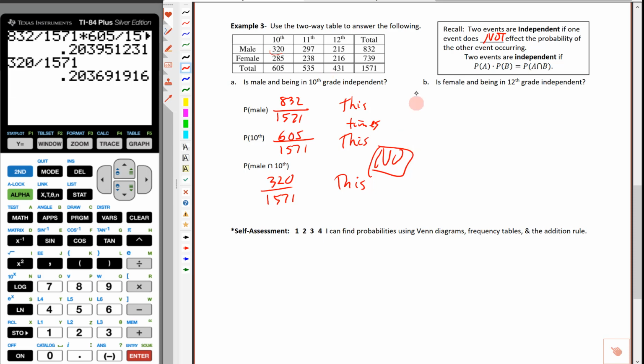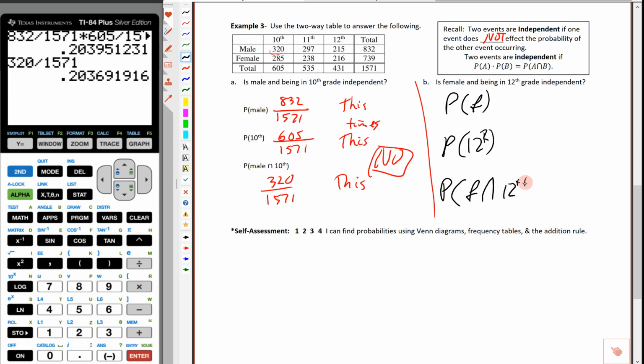Let's check and see. So I'm going to draw a line right here. Let's check and see if being female and 12th grade is independent. So we need to figure out first the probability of being a female, the probability of 12th grade, and then the probability of being female and being in 12th grade, the probability of their intersection. So let's see, female.